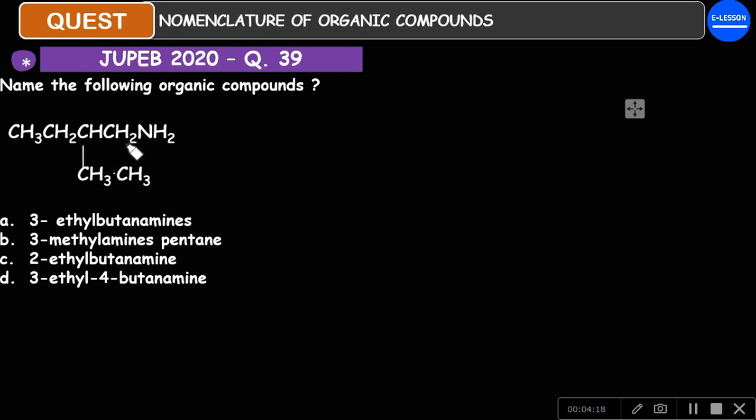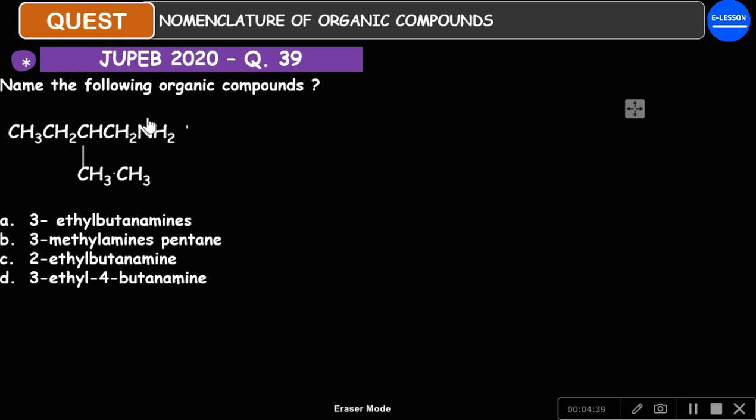Now how do you name compounds like this? According to what I told you, one way to name compounds like this is to identify the longest continuous chain. Firstly, identify the predominant functional group. The predominant functional group, of course, if you look at it, is this amine group here. Are you getting it? This amine group here is the predominant functional group.